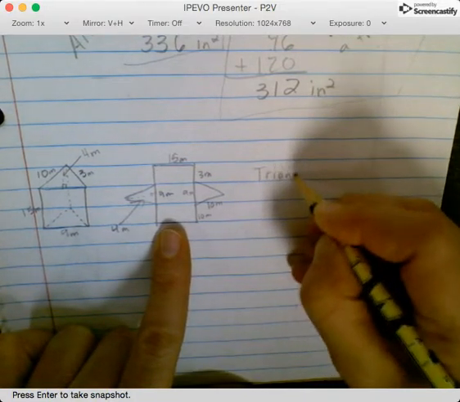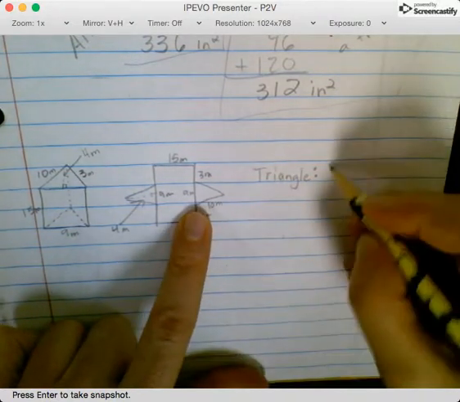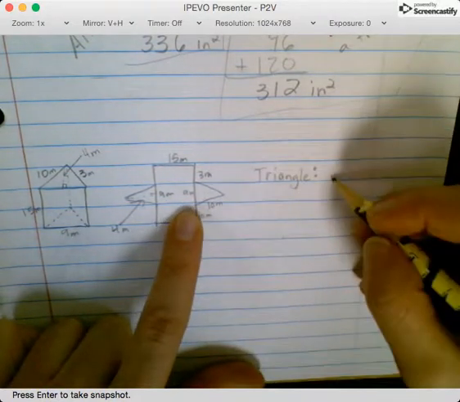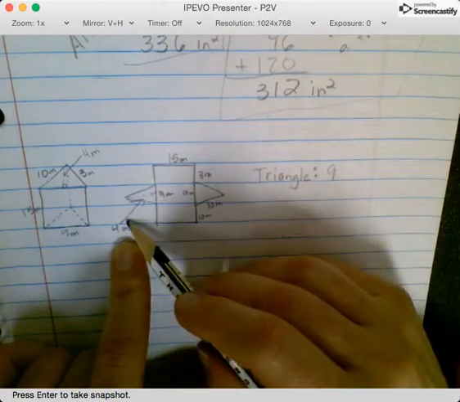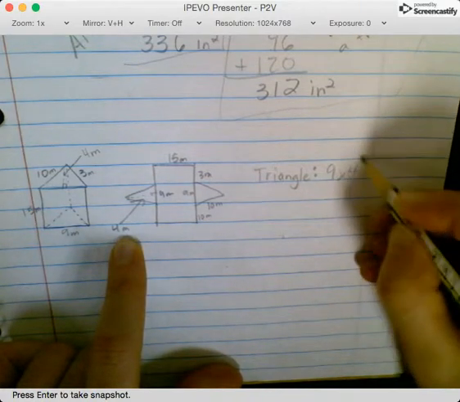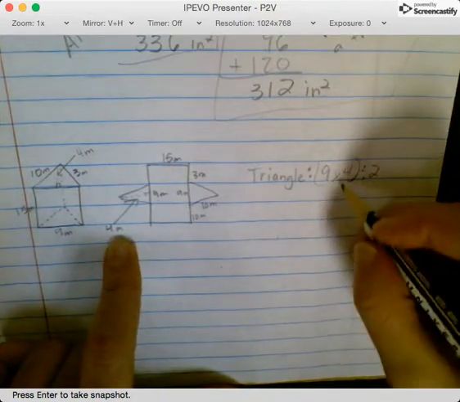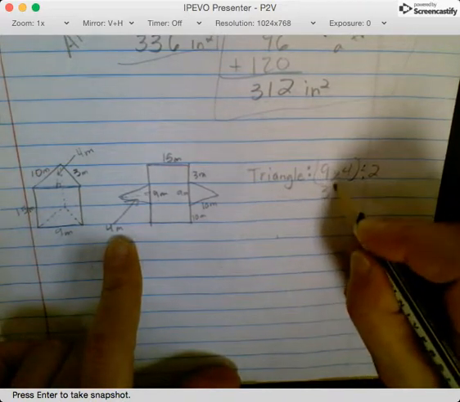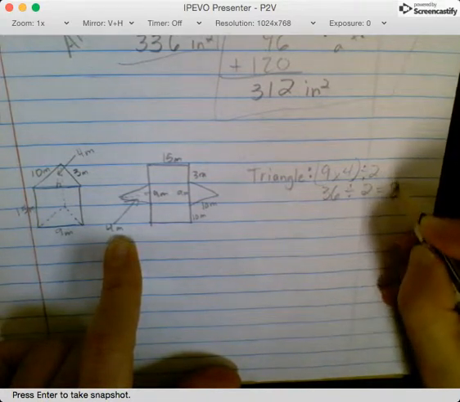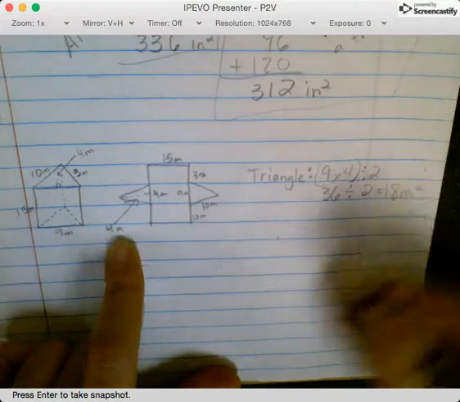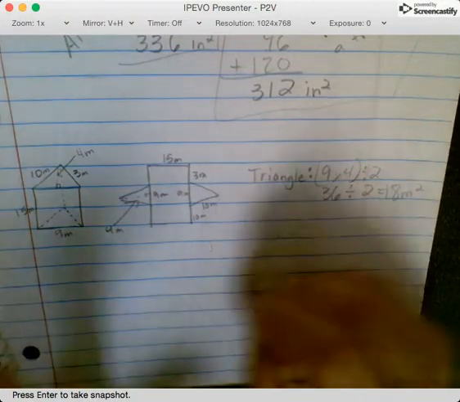Okay, so let's do our triangles. And this time we're just going to do the full outside. So area equals 1/2 base times height, or base times height divided by 2. My base is 9 and my height is 4. And I'm going to write divided by 2 this time. So 9 times 4 is 36, and 36 divided by 2 is 18 meters squared. Now if I have 2 triangles, actually I'm going to wait till the end to do that.